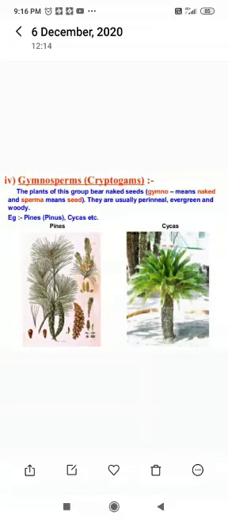And the fourth group of the kingdom Plantae is Gymnosperms. Here gymno means naked, sperma means seed. So the plants of this group bear naked seeds. Therefore we call them gymnosperms. And they are usually perennial. Perennial means existing for a long time. That is why they are perennial, evergreen and also woody. The examples for gymnosperms are Pinus and Cycas. Okay, these are the examples for gymnosperms.